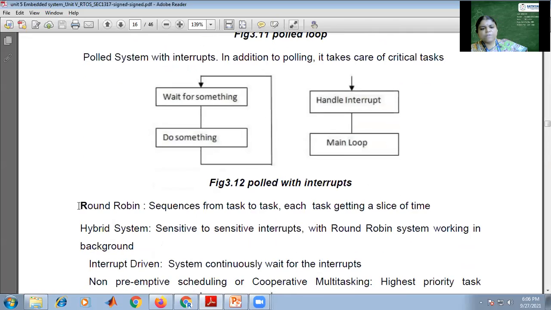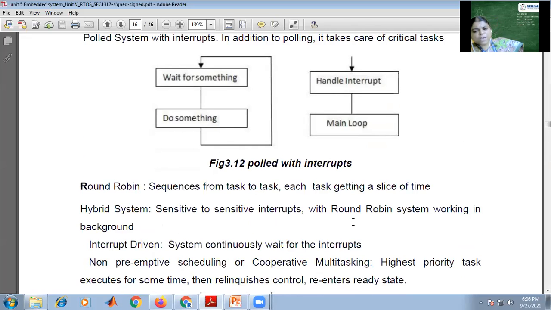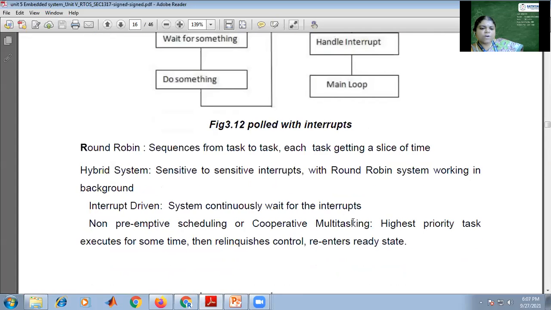Then we have the round robin method, which sequences from one task to another. Each task will be allocated some time. Then the hybrid one, which can be non-preemptive or preemptive. In the hybrid system, it is very sensitive to interrupts, whereas a round robin will work in the background, and it could also be interrupt driven, where the system will continuously wait for interrupts.